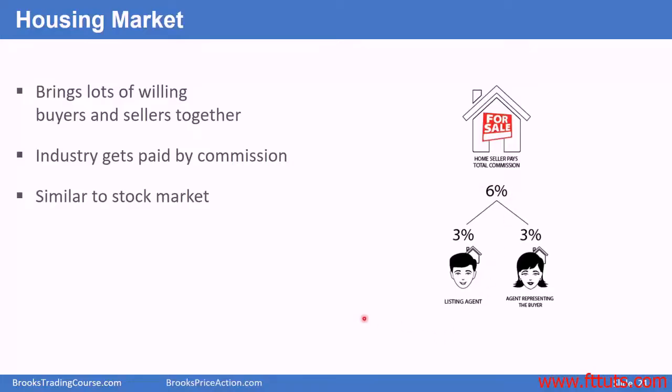If you're buying a house, you have a buying broker. If you're selling a house, you get a selling broker, and they split the 6%. If you sell a house for $100,000, you do not get $100,000. 6% is the commission. You get $94,000. And the two brokers, the buying broker and the selling broker, split that 6%, that $6,000.